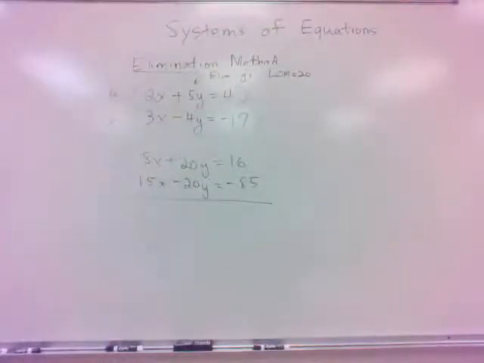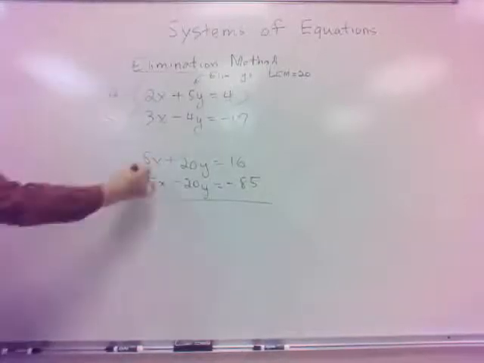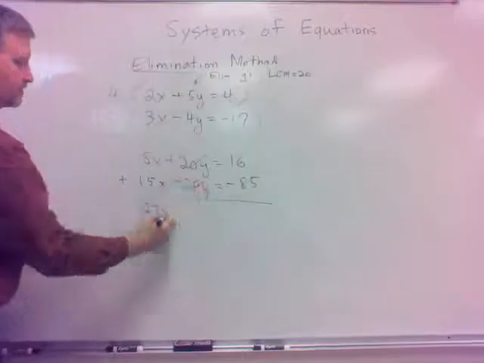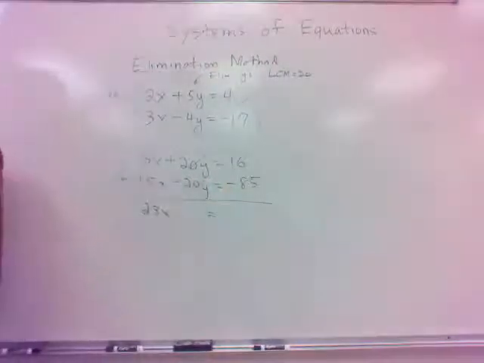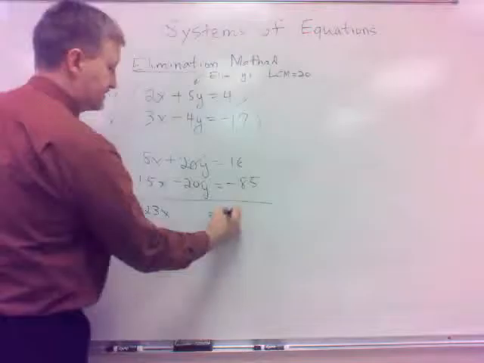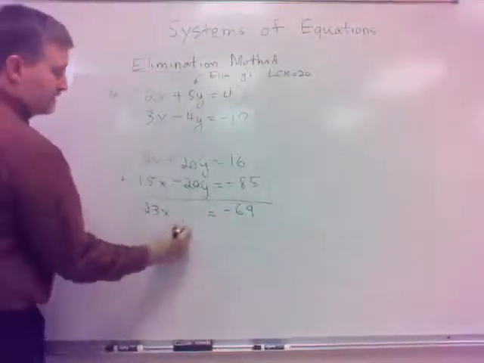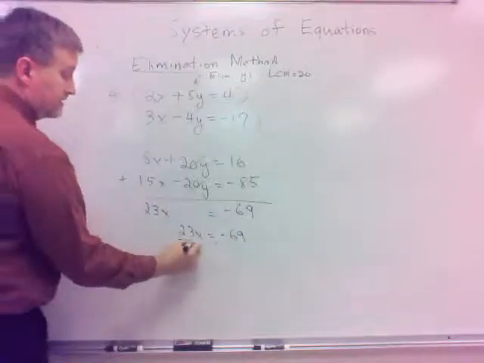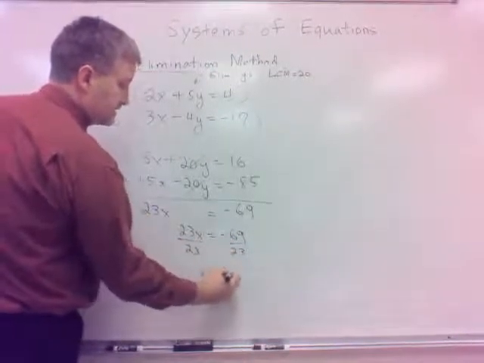All right. And so, adding those together, 8x plus 15x is 23x. 20y minus 20y, that's 0. 16 minus 85, negative 69. Yeah, that's going to work out nicely. Divide by 23. I'm seeing x is negative 3.